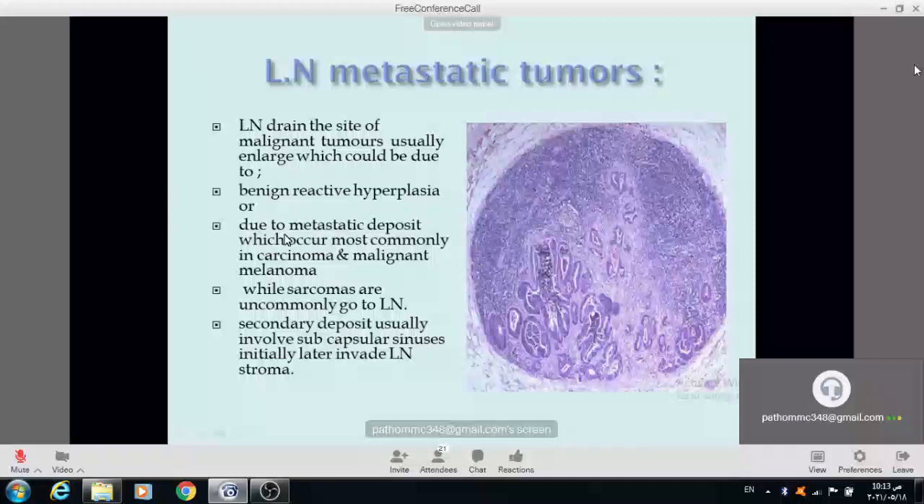The other possible cause of lymph node enlargement is metastasis, or secondary deposit of malignant cells, which occurs most commonly in carcinomas and malignant melanoma.